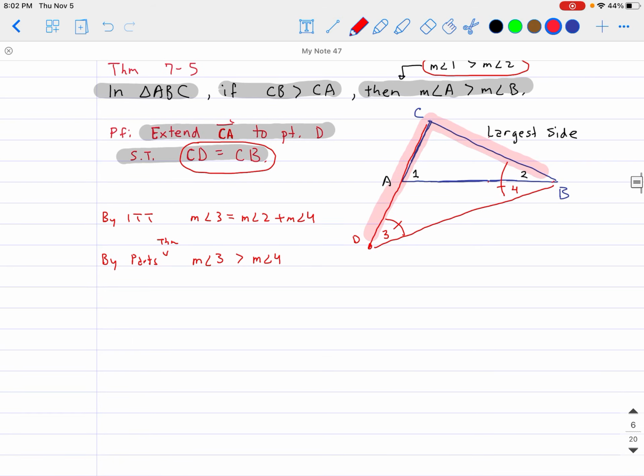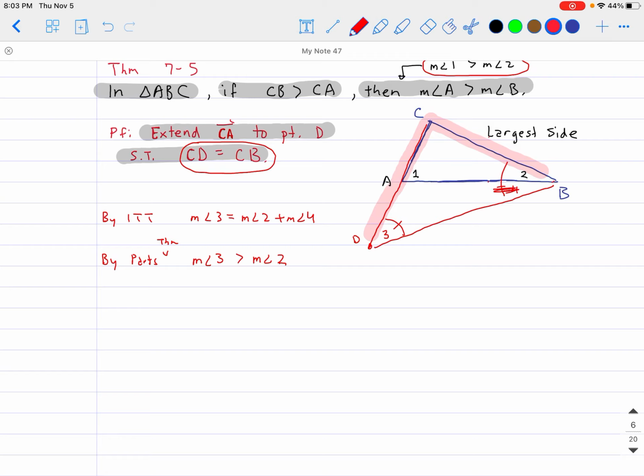Well, you can see how I got angle 2 and angle 3 involved. Oh, actually, you know what? I just realized with the parts theorem, I don't actually want to say angle 4 because I actually want to say angle 2, because angle 4 is kind of like a middleman that I don't really want to deal with. So the measurement of angle 3 is greater than the measurement of angle 2. Still the same reason, but we just go ahead and eliminate the 4 that we don't need.